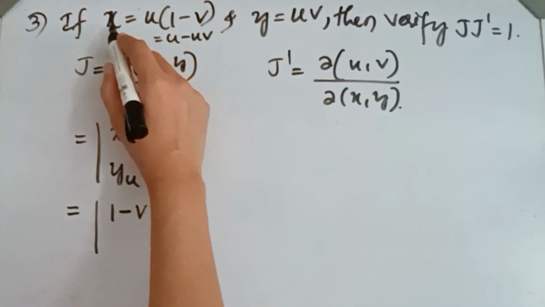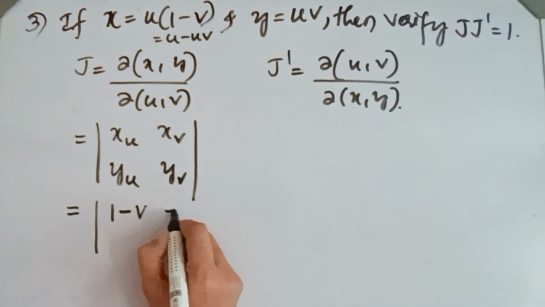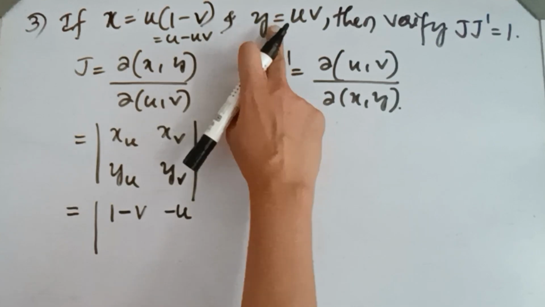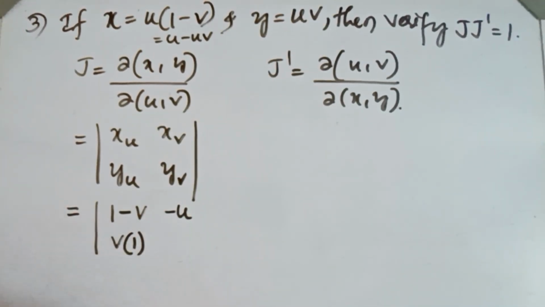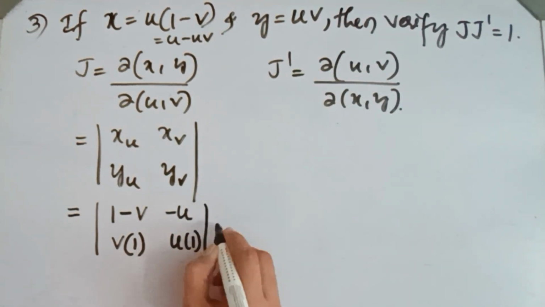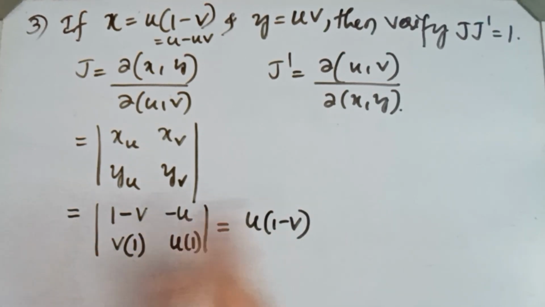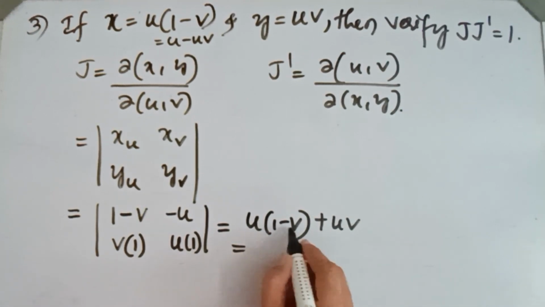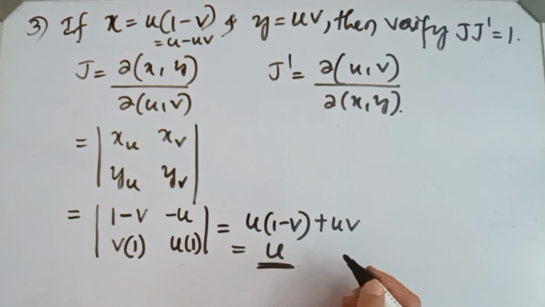Here you will get u minus uv. x_v means the partial derivative of x with respect to v. u is a constant, so it is 0 minus u. The derivative of v with respect to v is 1. Then similarly y_u, that is v into the derivative of u with respect to u, which is 1. Here y_v is u into the derivative of v with respect to v, which is 1. So which gives you u into 1 minus v plus uv. So that is equal to u minus uv plus uv, which cancels, that is equal to u.